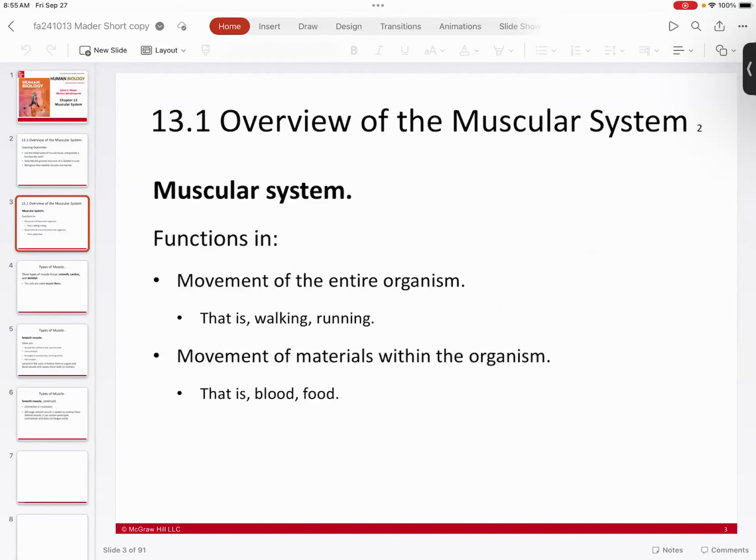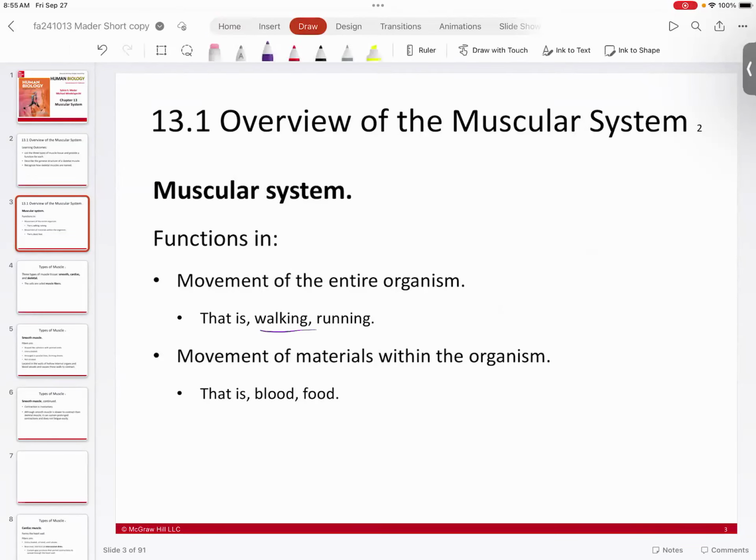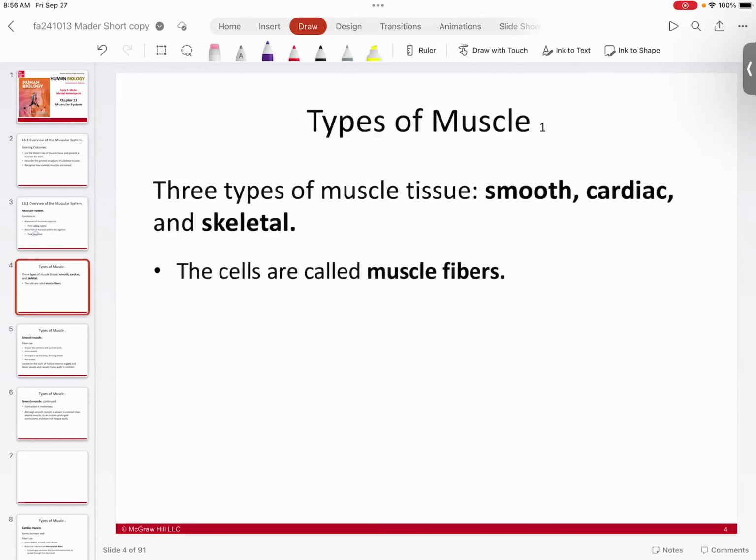So some of the functions of the muscular system, obviously, ambulation, so walking, running, things like that. It's also designed to move different materials, so it can have the ability to move blood. Remember, we talked about that: the skeletal muscles squeezing venous blood up to the heart. And so it can do a lot of things for us anytime we need to basically move our body, essentially.